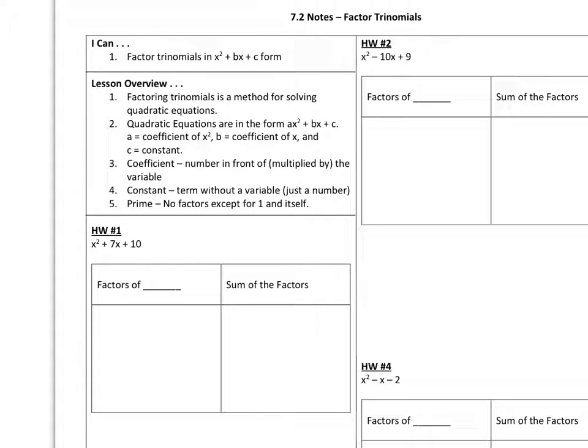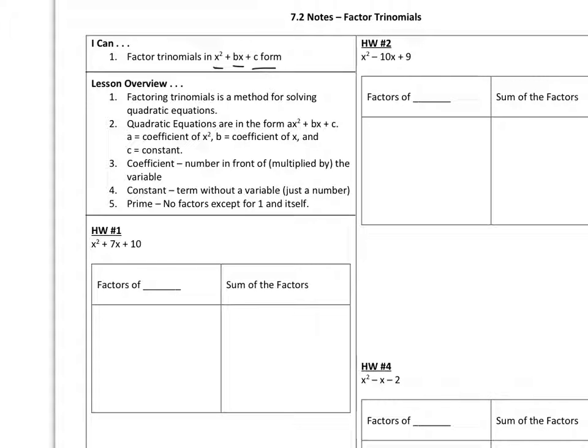Okay, this is 7.2, factoring trinomials. And remember, a trinomial is an expression that has three terms. Remember, terms are separated by plus and minus signs. So we've got x squared here is a term, bx is a term, and c is a term. So that makes it a trinomial since it has three terms.